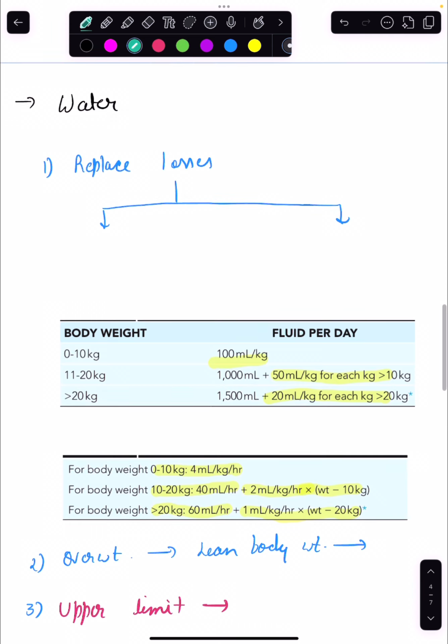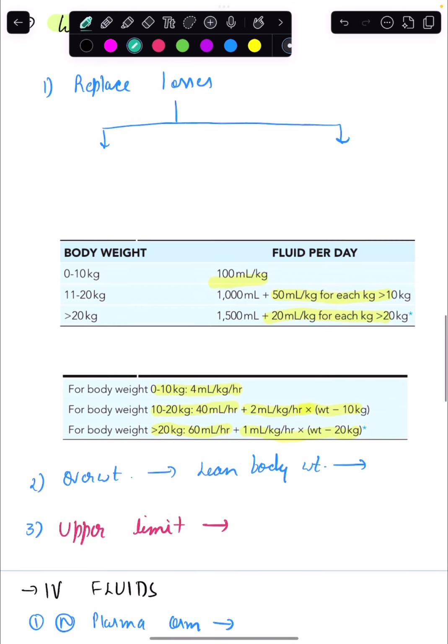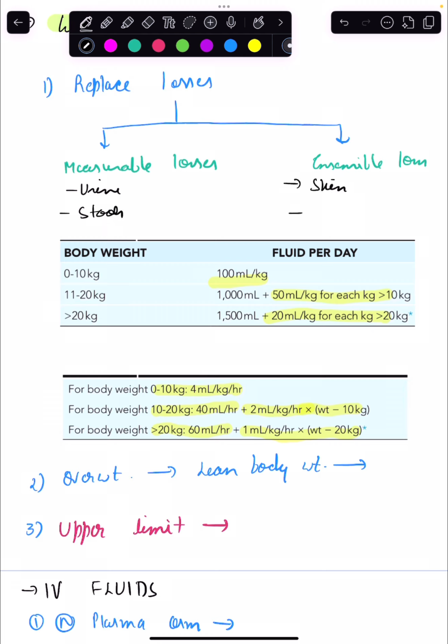Now, water is another very important component of the maintenance fluid. We need water to replace the losses. Now, we have two types of losses. One is the measurable losses, and second is the insensible losses. Now, you all will know the measurable losses will include urine and stools, while insensible losses occur from skin and lungs.